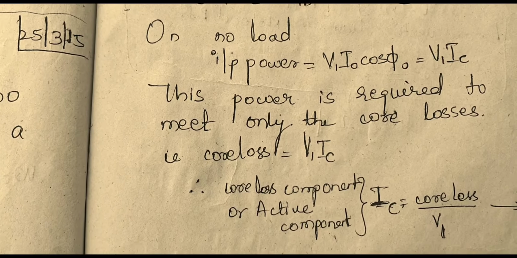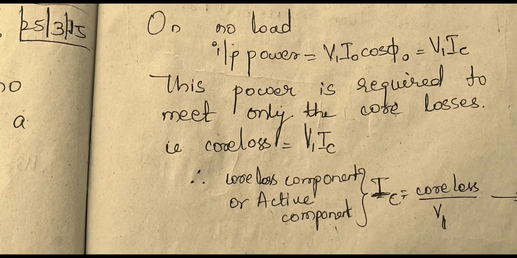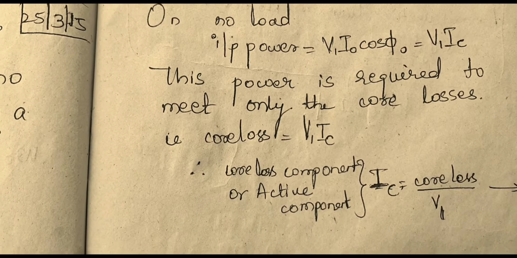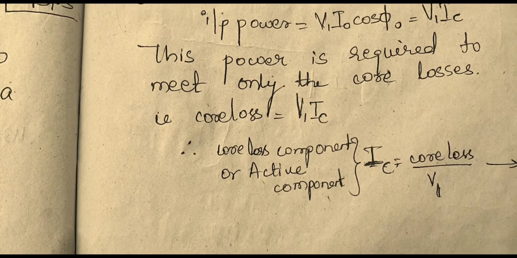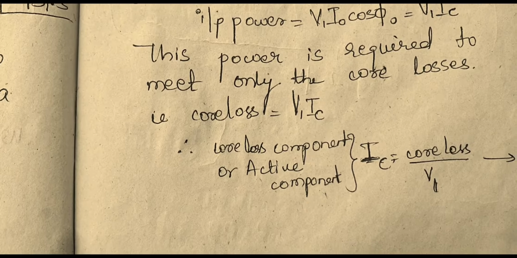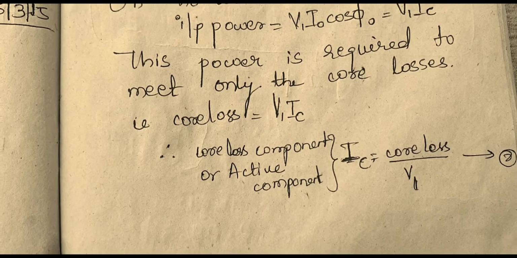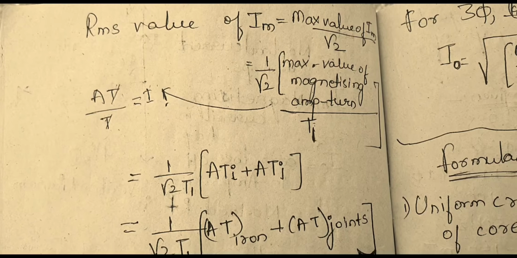This is the power required to meet only core losses. That is, core loss is equal to V1 Ic. Therefore, I can write the core loss component or active component Ic is equal to core loss by V1. Call this equation number 2.